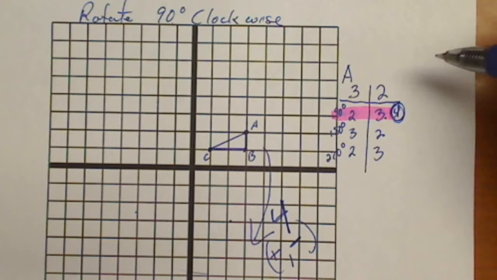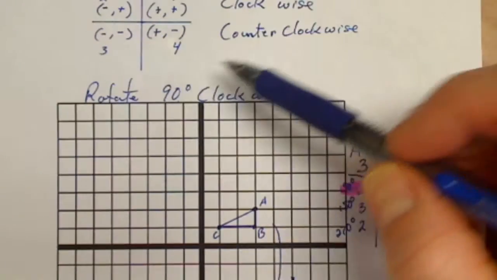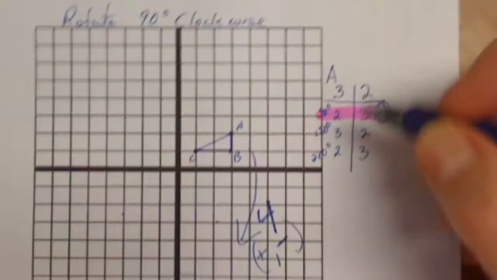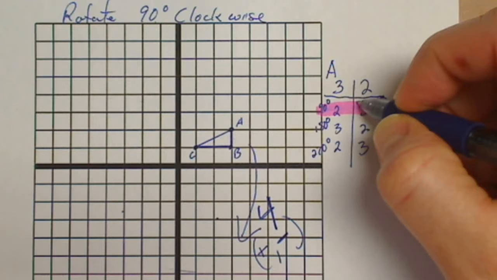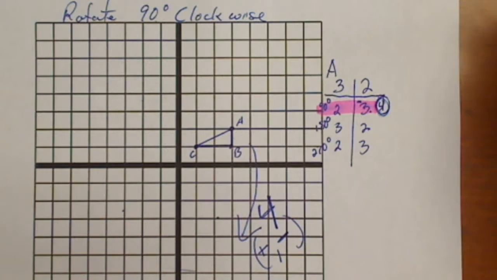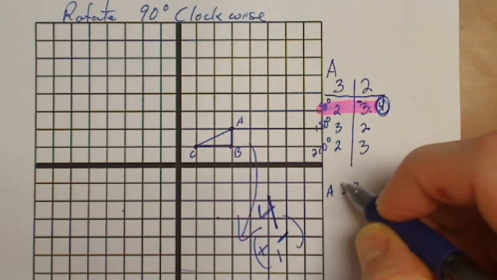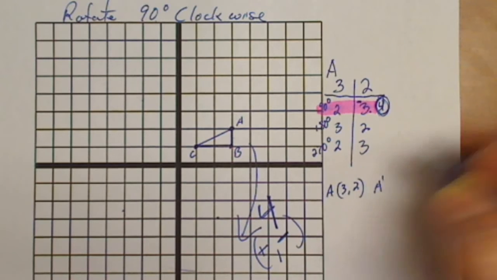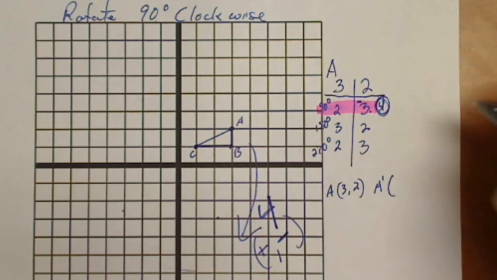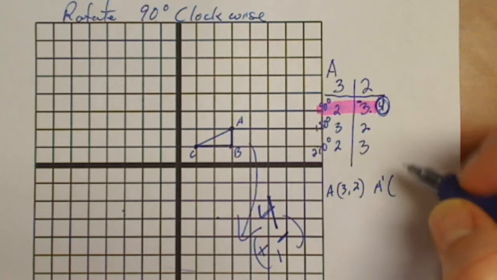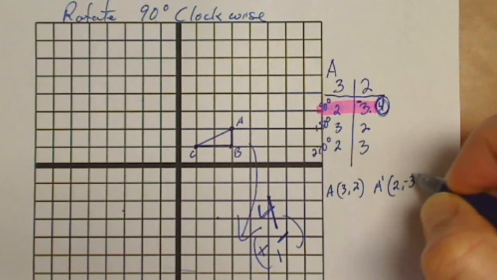And I know what my signs for my x and y should be in quadrant 4. Like we had up here, it should be positive, negative. So that means I took A, which was (3, 2), and I made it A prime by rotating it 90 degrees clockwise, and it became (2, -3).